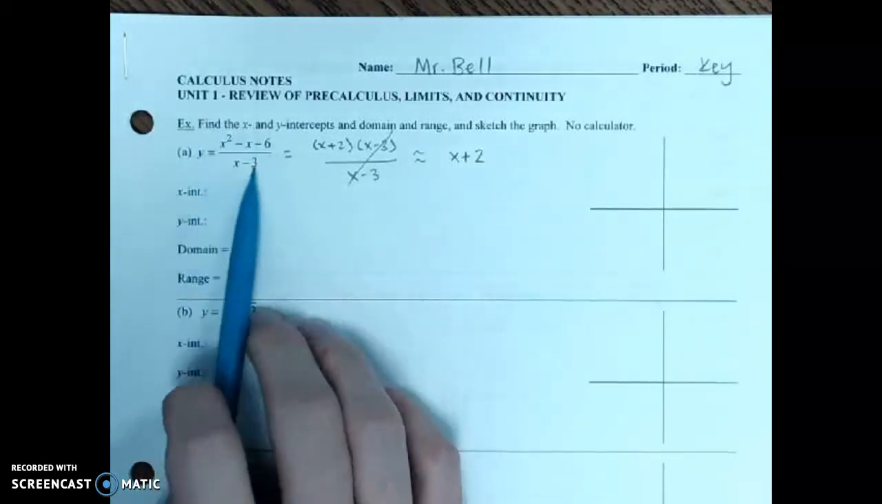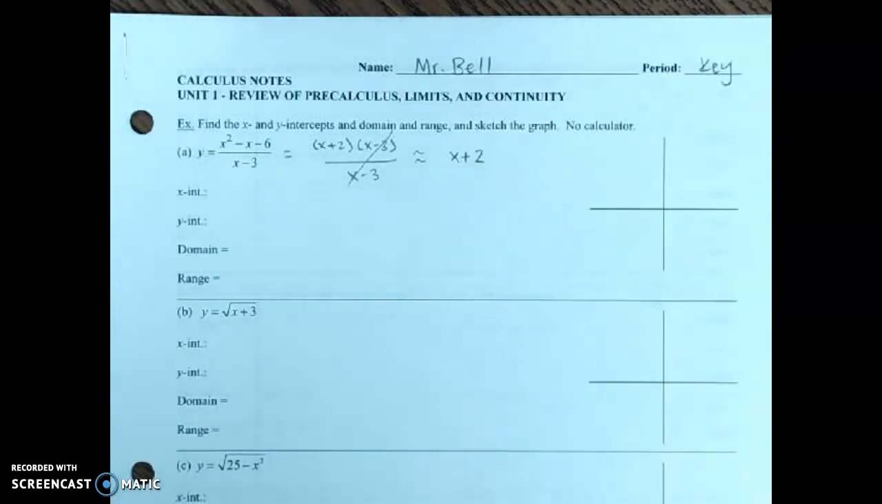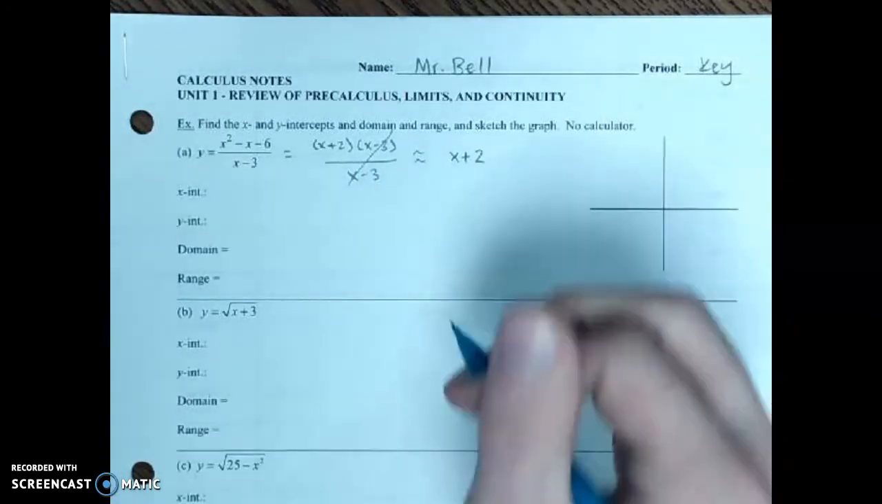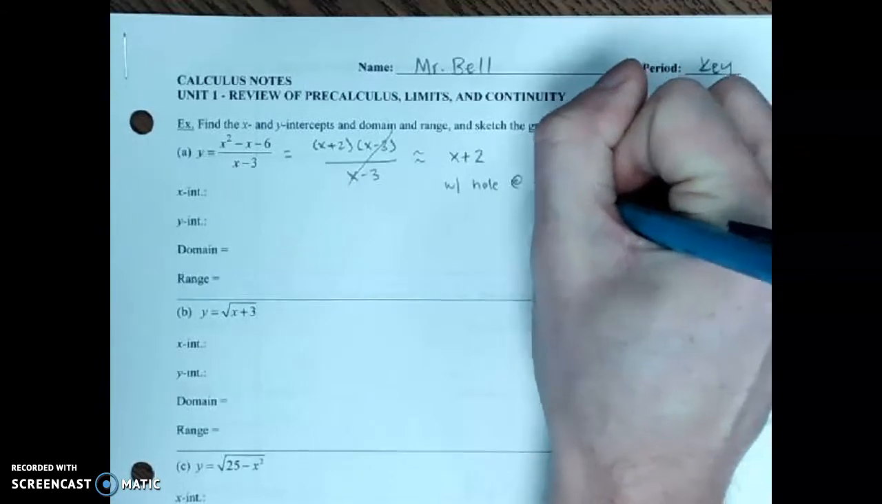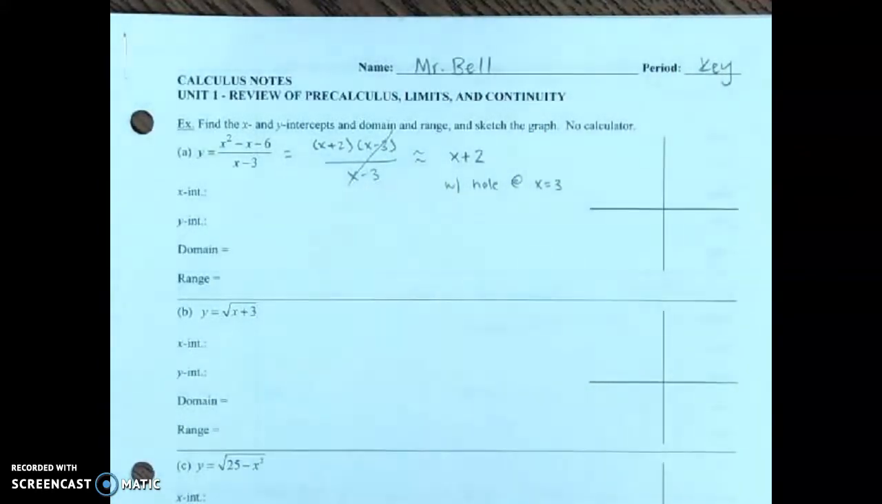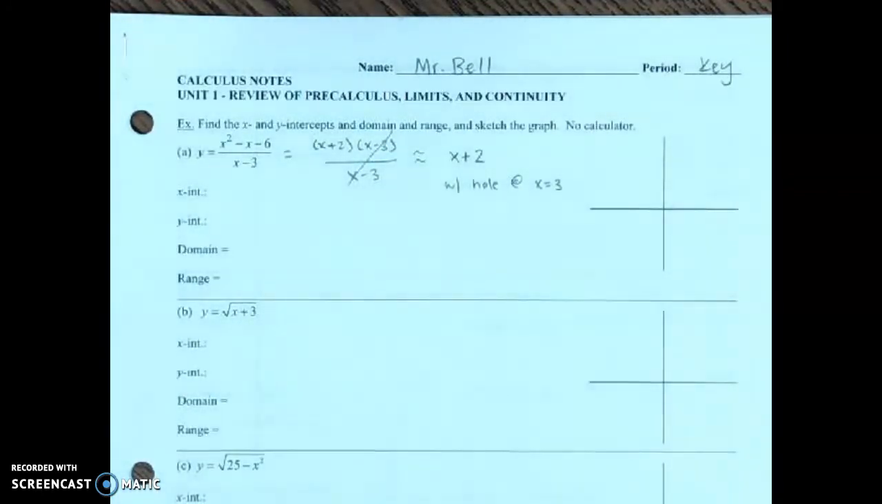This rational function looks like the line x plus 2, but it's going to have a hole. Since this factor x minus 3 reduced, you're going to have a hole. And that hole is going to be at x equals 3. Just set this factor equal to 0. That's how you end up finding where the hole is. So remember, if you have something that factors and reduces, the value for which it reduces is the hole.